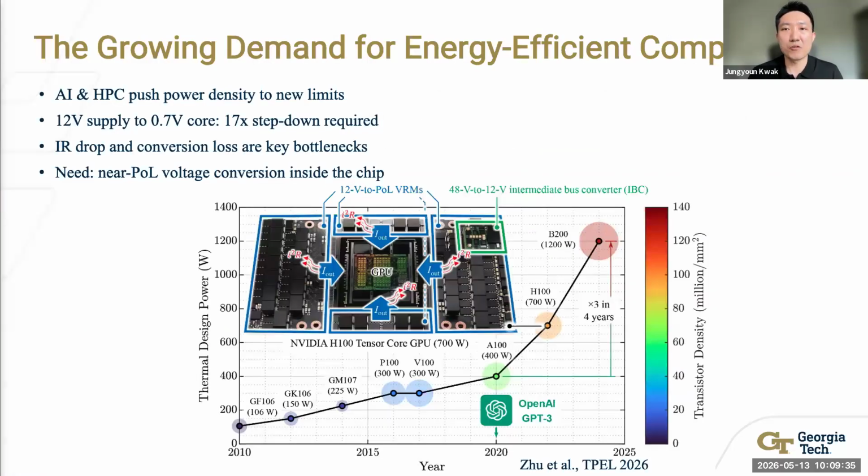So AI and high performance computing workloads are pushing chip power into the hundreds of watts and beyond. The board gives 12 volts, but a chip in a 3 nanometer or 2 nanometer process runs at about 0.7 volts. That is about a 17 to 1 step down ratio in a single power domain. So every millivolt of IR drop along the power paths wastes energy and reduces the voltage margin for the logic circuits. As compute density grows, load current also grows, making this problem worse.